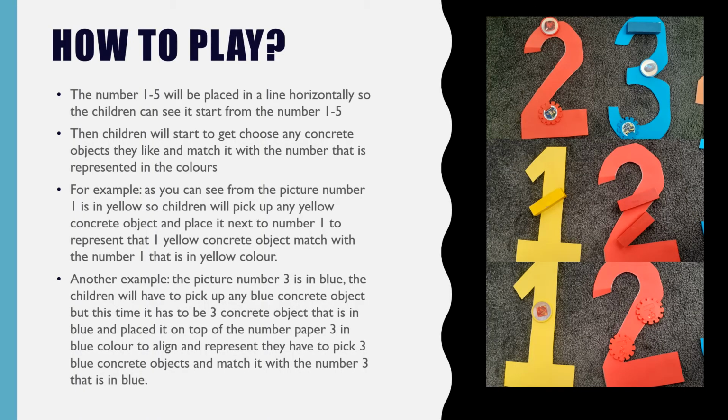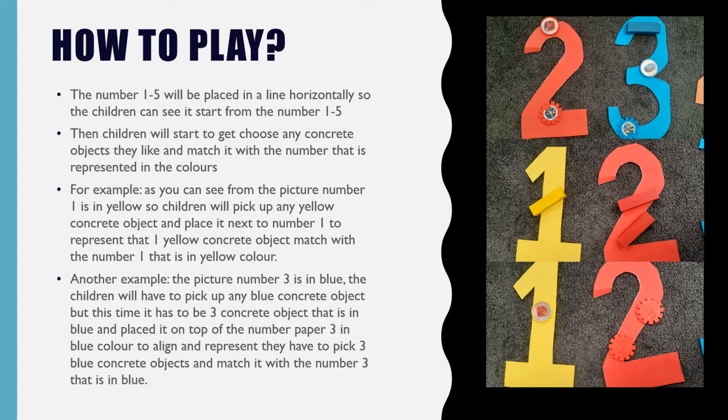So how to use the resources? Well, firstly, the number 1 to 5 will be laid across horizontally from left to right. And you will pick any different kinds of concrete object that you want and matches the number of the same color and same number representation. For example, we can see that the number 1 is in yellow. So you can pick any yellow concrete object that you want. It could be one block or one circle, but it has to be in yellow, and place it on top of number 1.